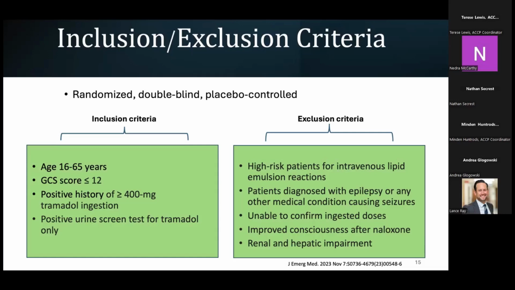And they gave naloxone for patients who were presented unresponsive or had decreased levels of consciousness, and they gave a dose of 0.5 every 1 to 2 minutes. Patients were also excluded from the study if they had any renal or hepatic impairment or if they were pregnant.